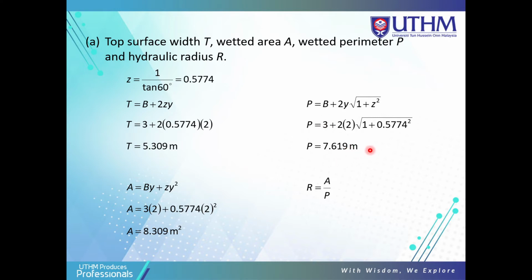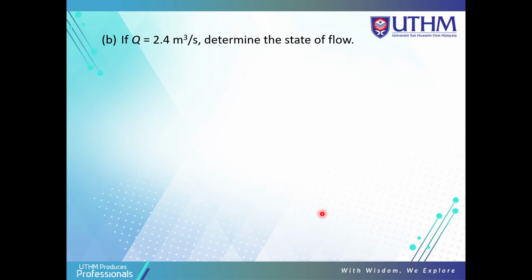To find the hydraulic radius R, R is equal to A divided by P, so you get R as 1.091 meters. So this is the concept to find the T, the wetted area, the wetted perimeter, and the hydraulic radius. Now, if Q is equal to 2.4 cubic meters per second, determine the state of flow.